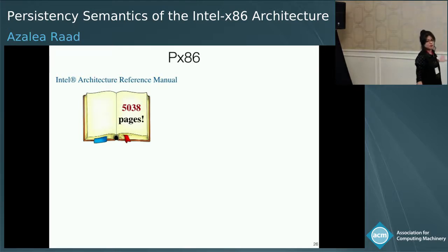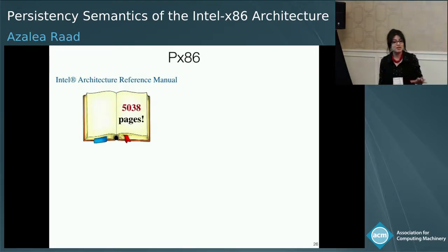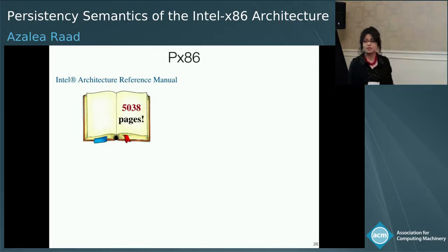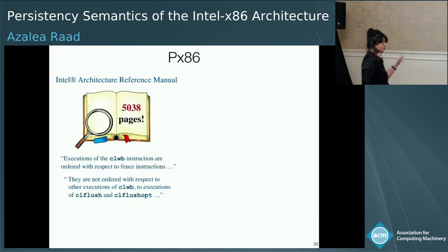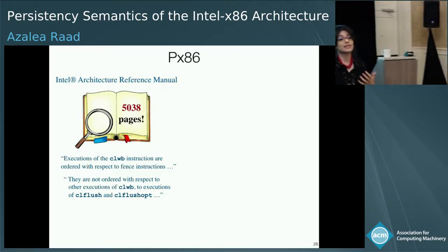It's better than this, though. It's 5,000-plus pages, and it's all in English, and it contains phrases like, "cache line write-back cannot be ordered with respect to such and such instructions." And as a result, because of all this English text, it's full of ambiguities and in some cases inaccuracies.